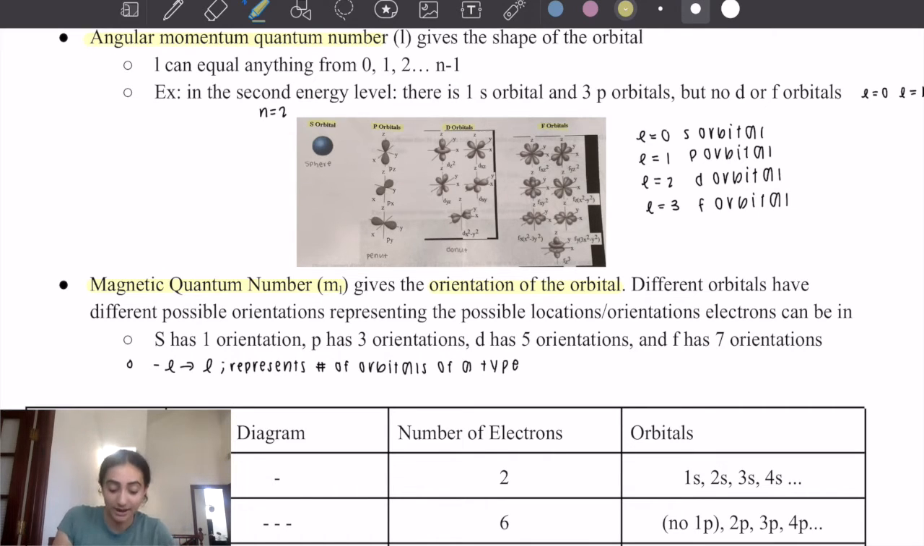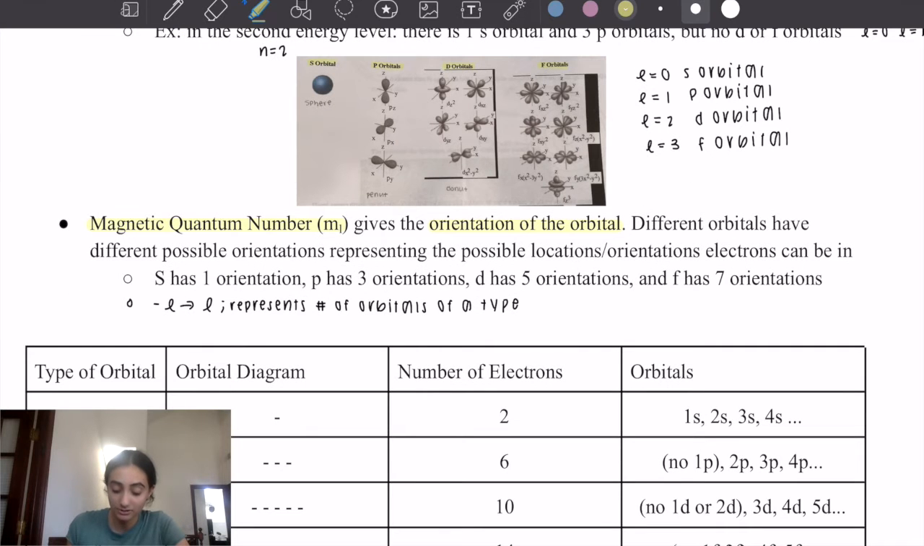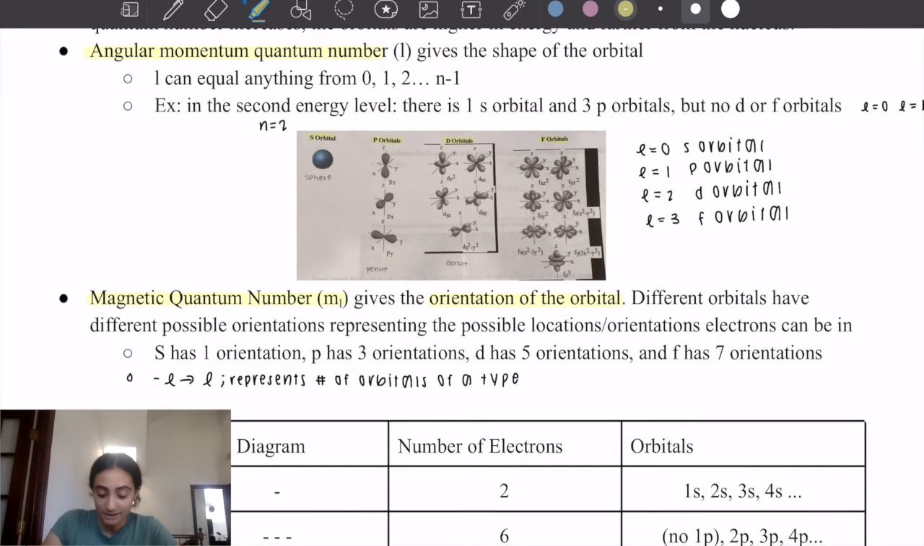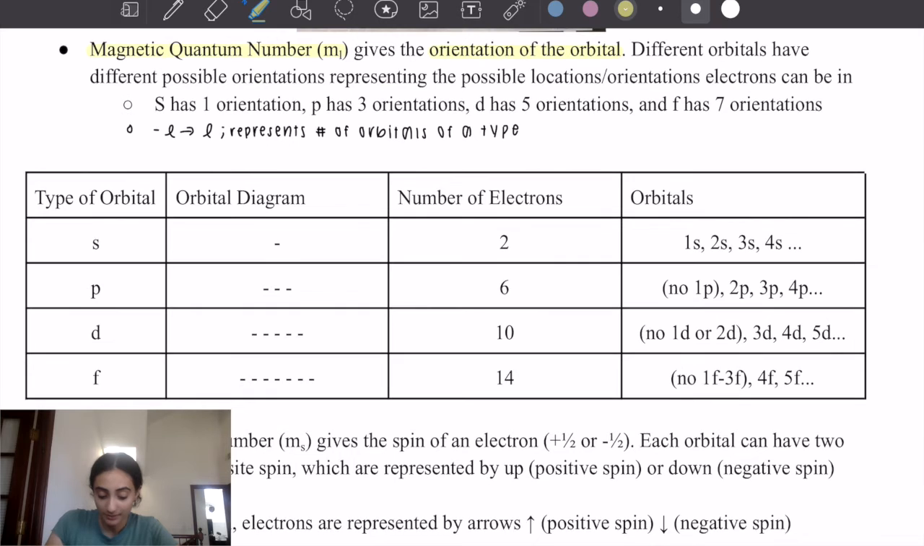M sub L can be anything from negative L to L. So using our same example, in the second energy level, M sub L can be anything from negative 1 to 1. And that is three numbers, negative 1, 0, and 1. And that will correspond to the orientation. And here is a diagram that basically shows each orbital and the number of orientations it has.